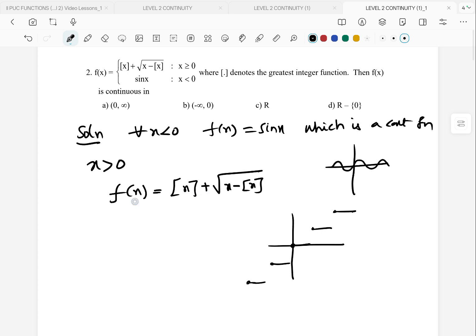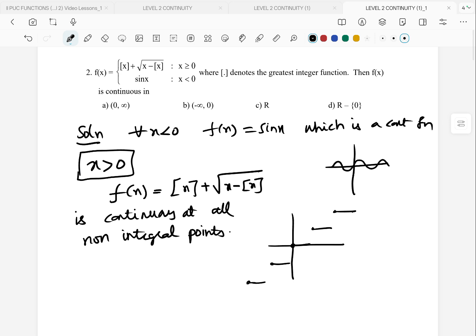So, f of x equal to step x plus root of x minus step x is continuous at all non-integral points. This is from the graph and also from the algebra of continuity of functions. So, f of x equal to step x plus root of x minus step x is continuous at all non-integral points where I have taken x to be greater than 0.